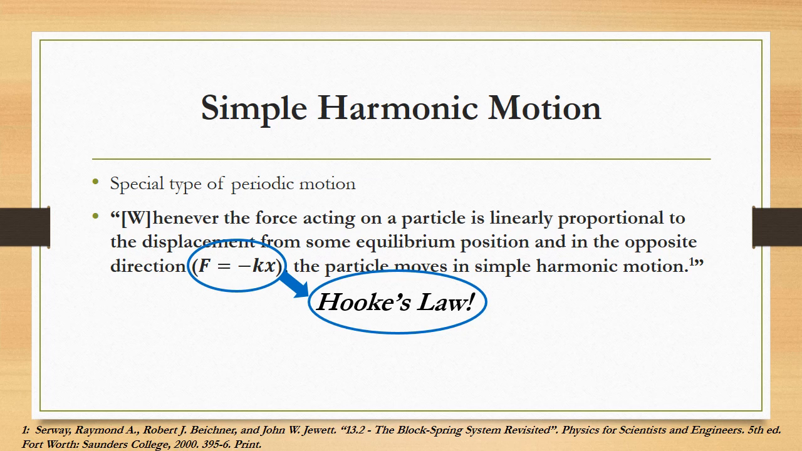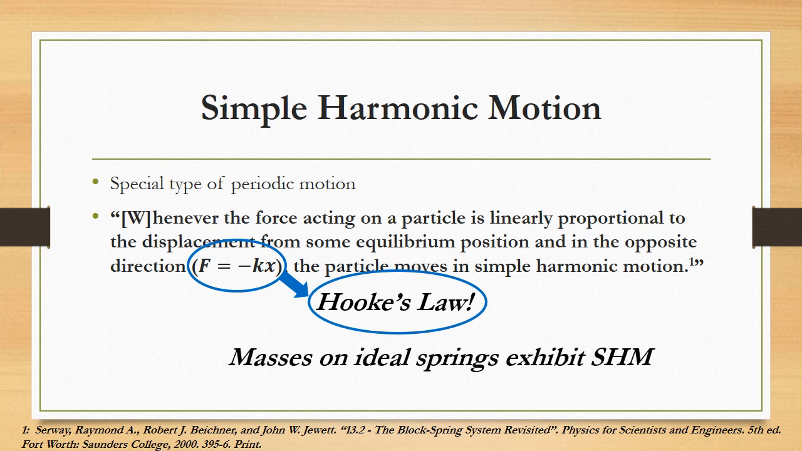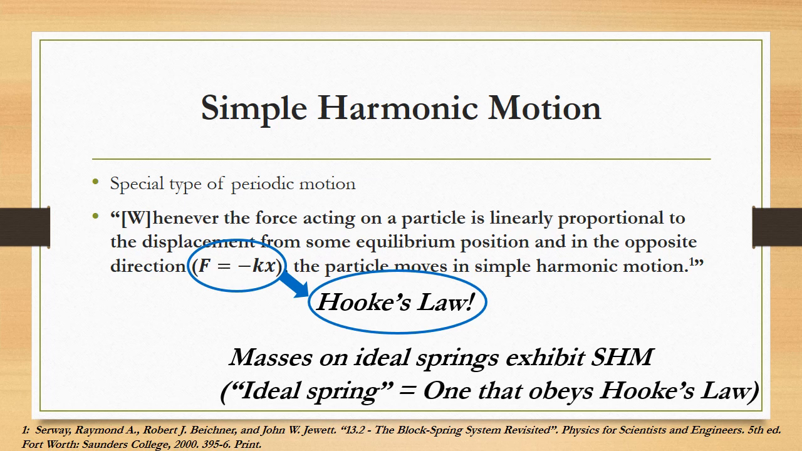So that immediately tells us that there is one particular type of motion that is simple harmonic. Masses on ideal springs exhibit simple harmonic motion. They oscillate back and forth in a simple harmonic fashion. And just a reminder what an ideal spring means, that is a spring that obeys Hooke's law, so that displacement is directly proportional to force, restoring force.